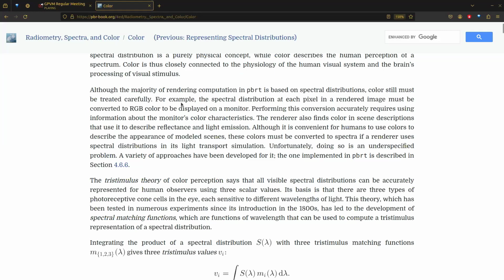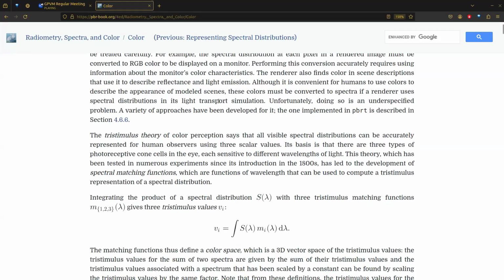carefully. For example, the spectral distribution at each pixel in a rendered image must be converted to RGB color to be displayed on a monitor. Performing this conversion accurately requires using information about the monitor's color characteristics. The renderer also finds color in scene descriptions that use it to describe reflectance and light emission. Although it's convenient for humans to use colors to describe the appearance of modeled scenes, these colors must be converted to spectra if a renderer uses spectral distributions as part of its light transport simulation.